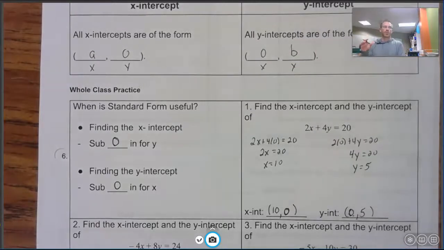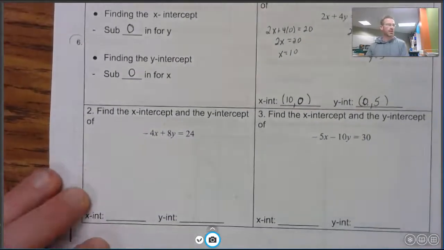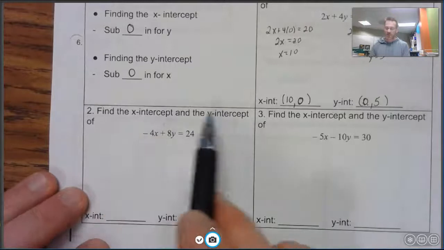Now, for now, we're just working on finding those values. And then in a second, we'll put that together and sketch our quick graphs. But I want to make sure you can find the x-intercept and y-intercept before we start moving towards graphing. All right, so let's drop down to number 2 here. So once again, we want to find the x-intercept and the y-intercept.